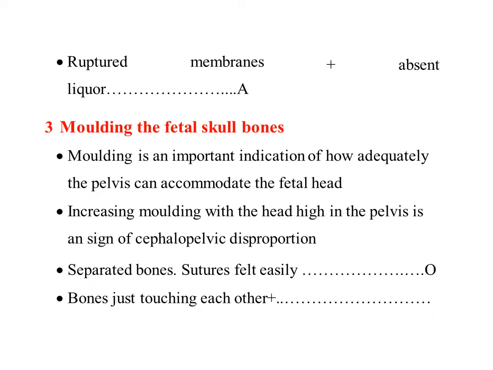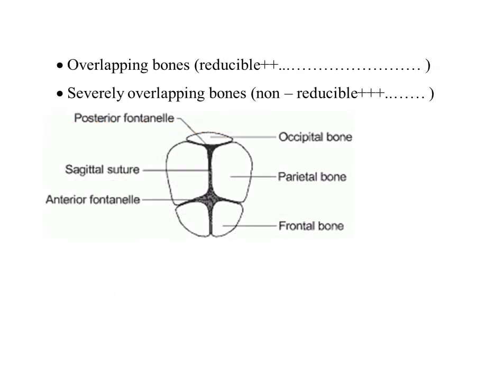Molding of the fetal skull bones. Molding is an important indication of how adequately the pelvis can accommodate the fetal head. Increase in molding with the head high in the pelvis is a sign of fetopelvic disproportion. Separated bones: sutures felt easily. Bones just touching each other. Overlapping bones. Severe overlapping bones.